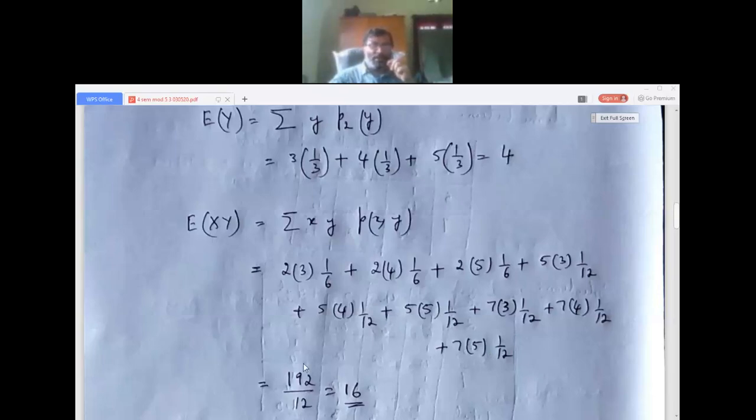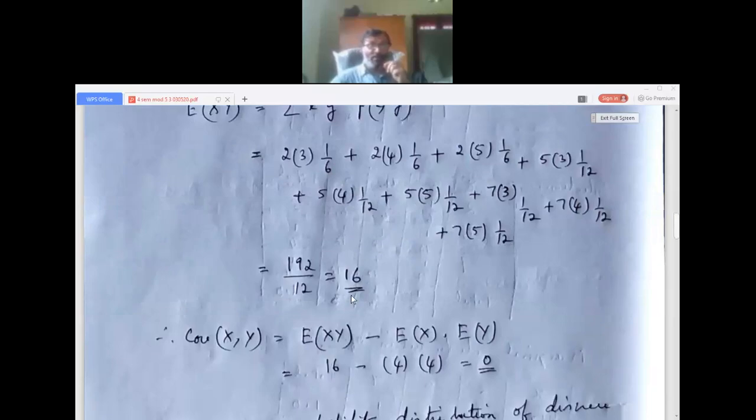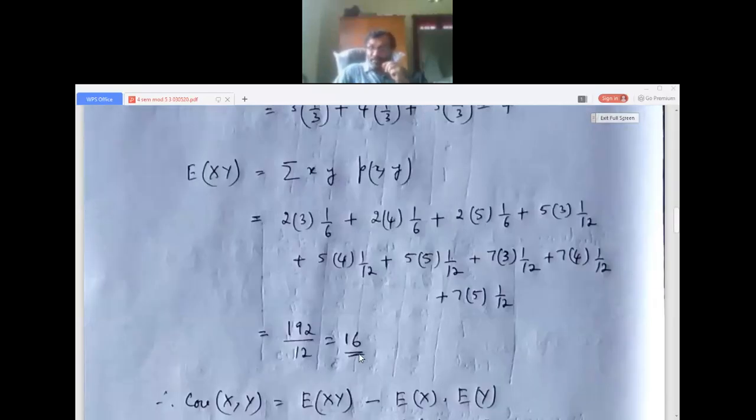So you will get 192 by 12. You need 1 or 2 minutes to calculate this. Now here 192 by 12 is equal to 16. Please check. I might be wrong. You have to check and see whether I am right or wrong.